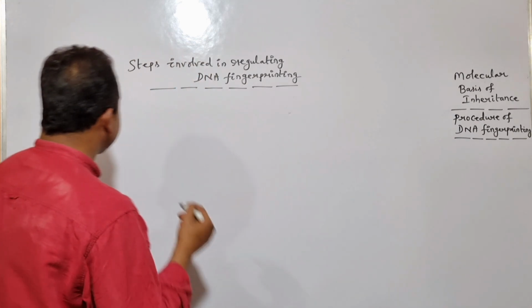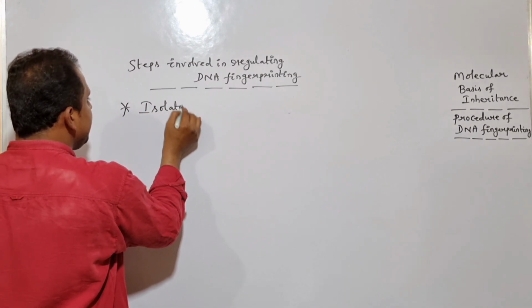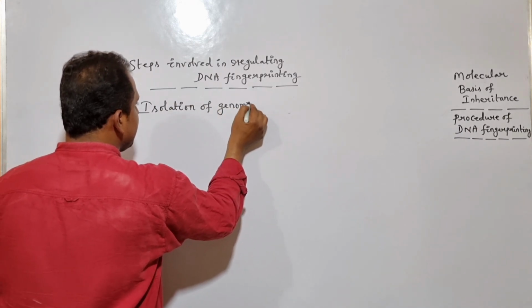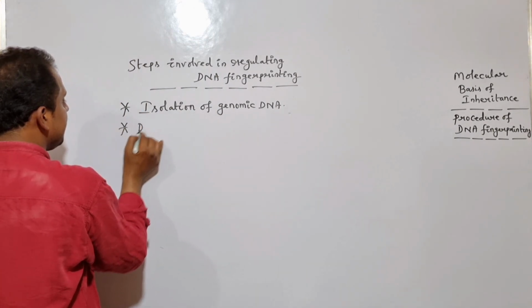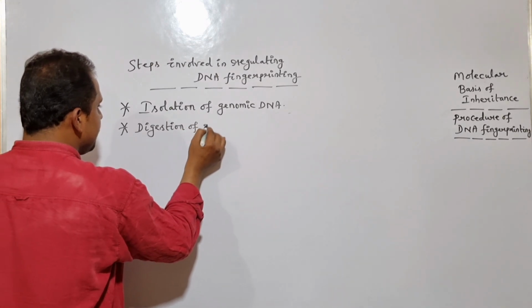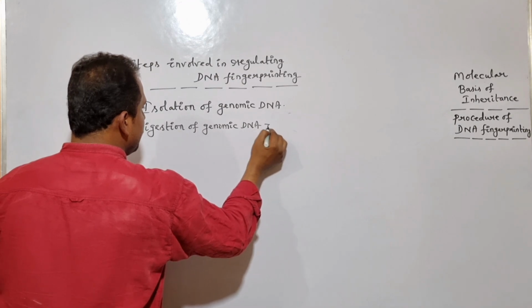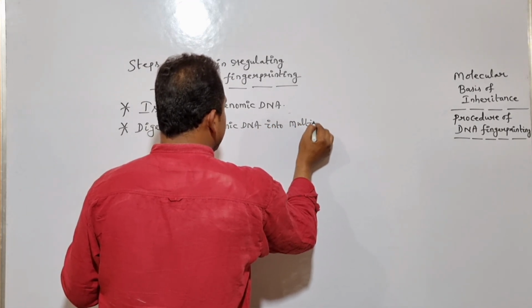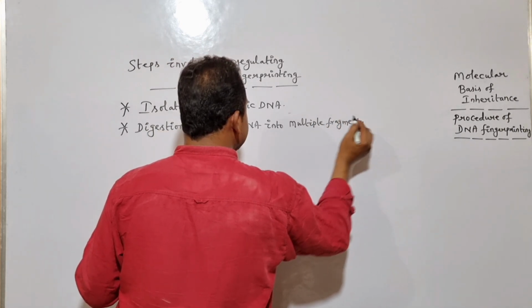So let me write it here. Isolation of genomic DNA. And the next step is digestion of genomic DNA into multiple fragments by restriction enzymes.